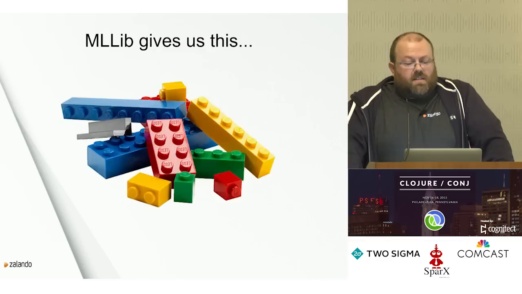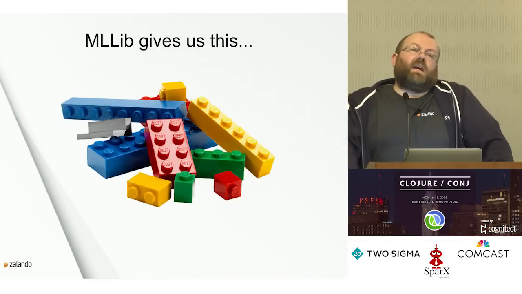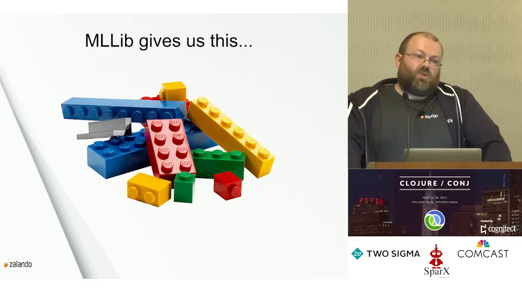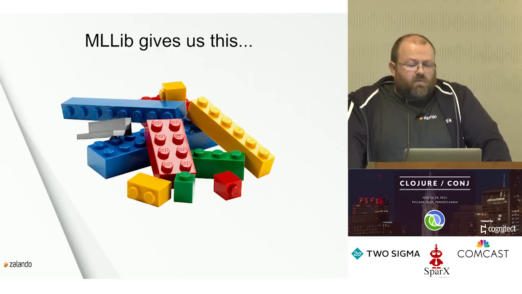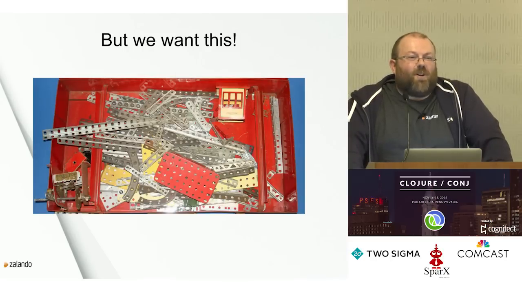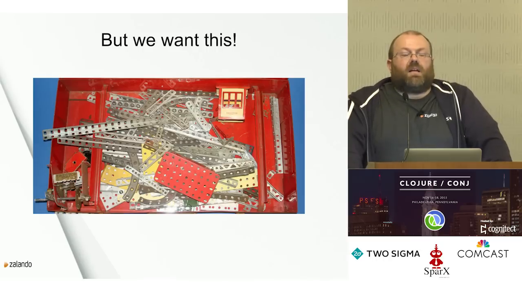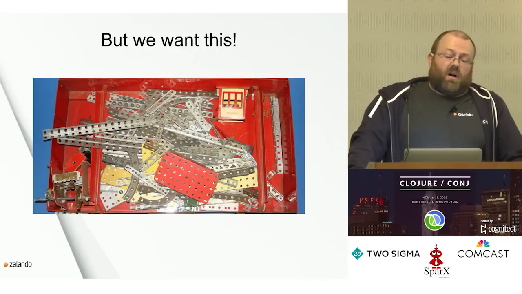So one of the things is that MLlib gives us this, and this is what it aspires to. It wants to make machine learning Lego-like, so that you have your blocks and you push them together and you get results. Unfortunately, the reality of data science is that we often want this. We want to build complicated things, but we often need to dig into the nuts and bolts of things. We need to understand what's happening. We need access to what's going on under the hood.